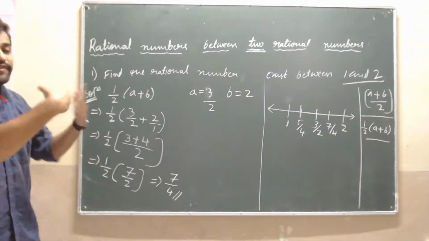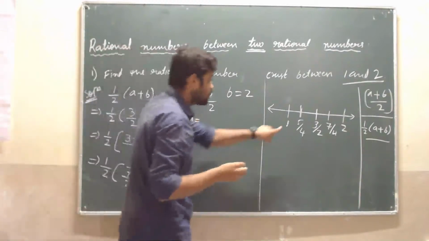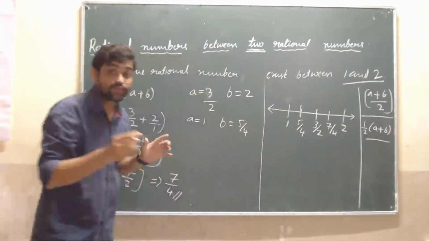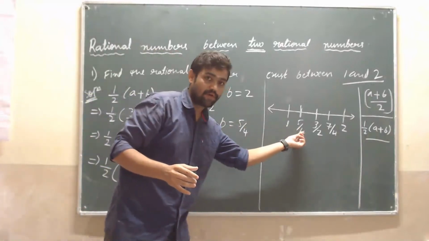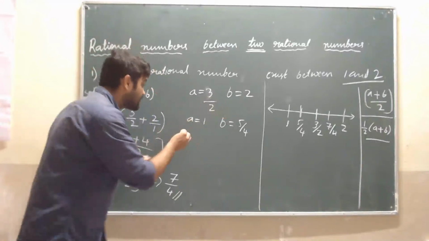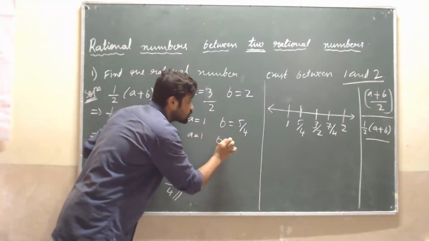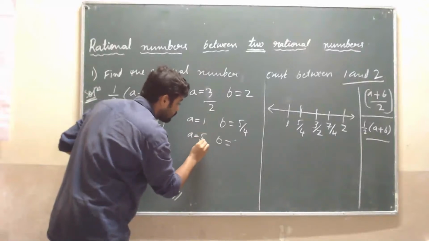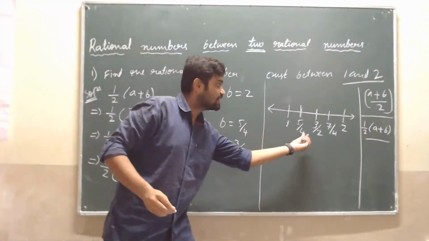Okay, again we can check by taking a is equal to 1 and b is equal to 5 by 4, because we have infinite rational numbers between 1 as well as 5 by 4. We have many rational numbers, isn't it? Then again we can also check that a is equal to 5 by 4 and b is equal to 3 by 2, that is between 5 by 4 and 3 by 2.